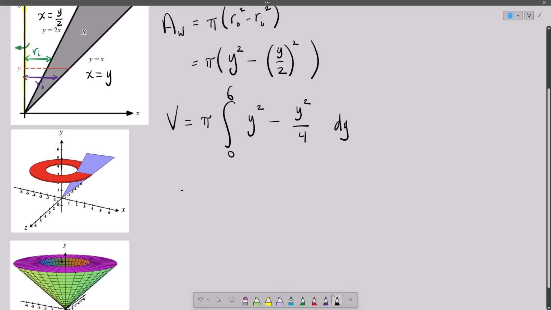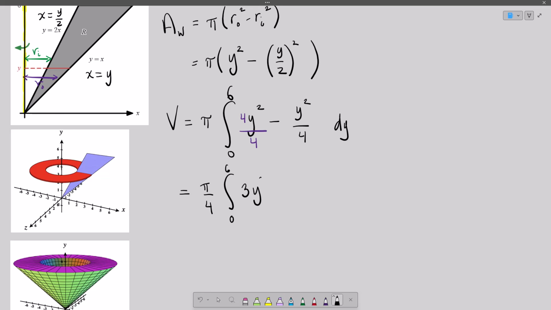Then we can do some simplification here. Let's factor out the 4. So I'm going to multiply this one by 4 over 4. Factor out that 4 in the denominator. We'll give pi fourths out in front. And then we have our integral symbol. And so that 1/4 is coming out. What's left is 4y squared minus 1y squared, which is 3y squared. We'll factor out the 3, giving 3 pi divided by 4. And then we'll integrate the y squared, getting y cubed divided by 3, 0 to 6.